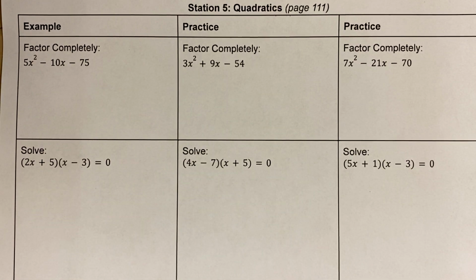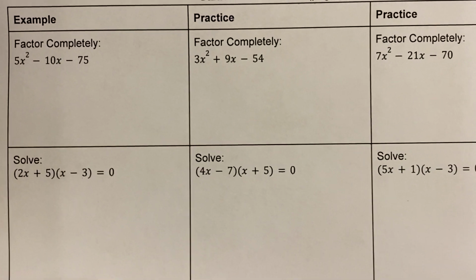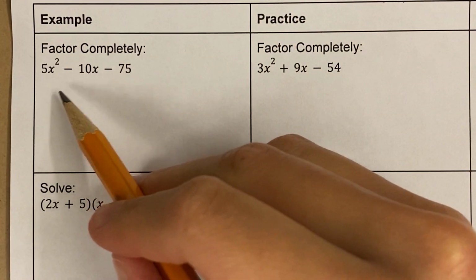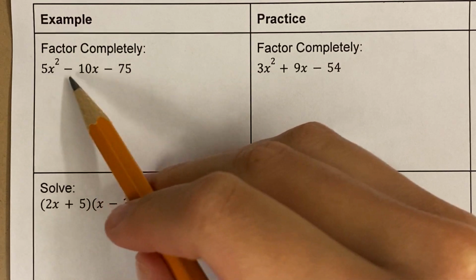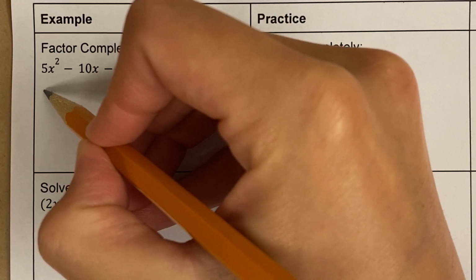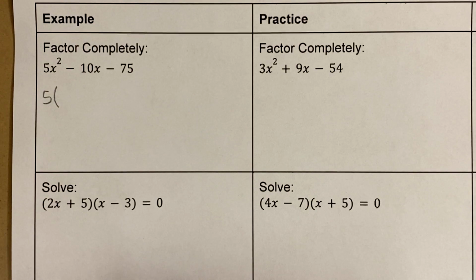Right, first one. It says factor completely. Okay, I notice when I look at this, I think to myself, 5, 10, and 75, what do those numbers have in common? I think those numbers can all be divided by 5, right? So I'm going to pull out a 5 here.